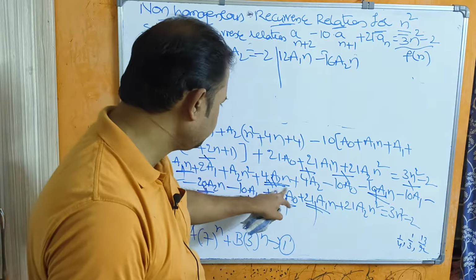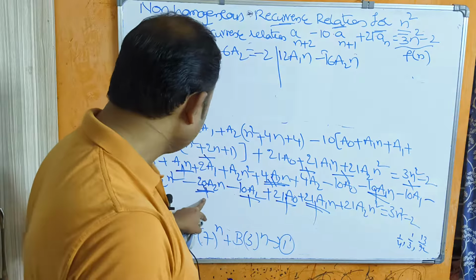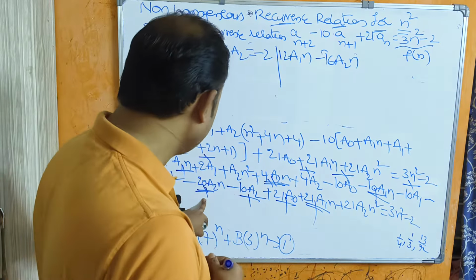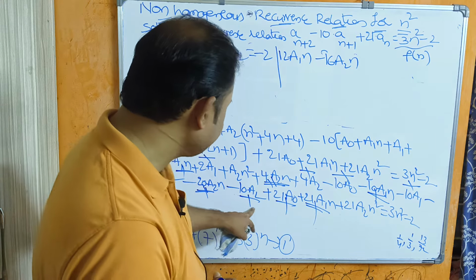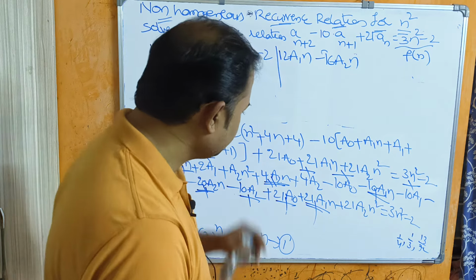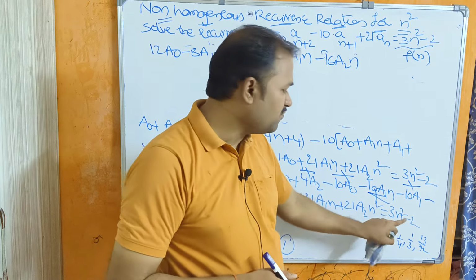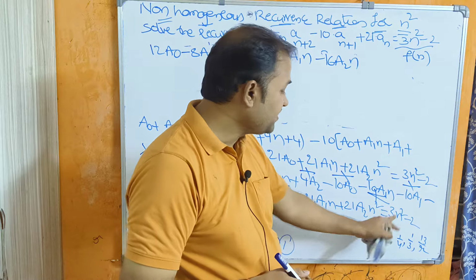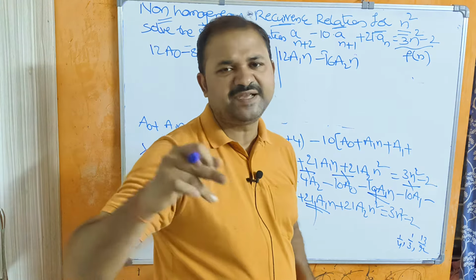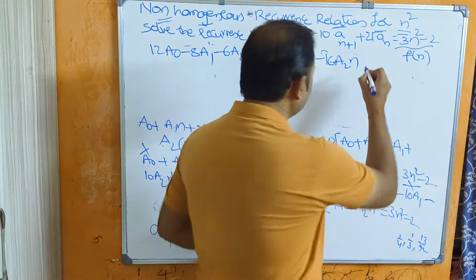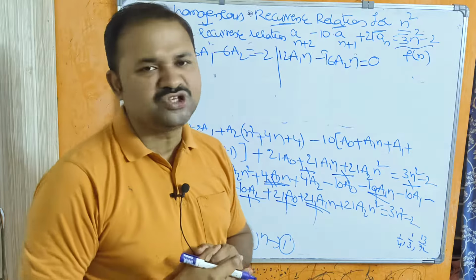4A2n. Next, minus 20. Minus 20 plus 4 means minus 16A2n. So that is equal to, here nth value is not given. We have only n square and minus 2. So if nth value is not given, then we can write it as 0 into n. So that means 0. Nth value is not given, so we can equate to 0.